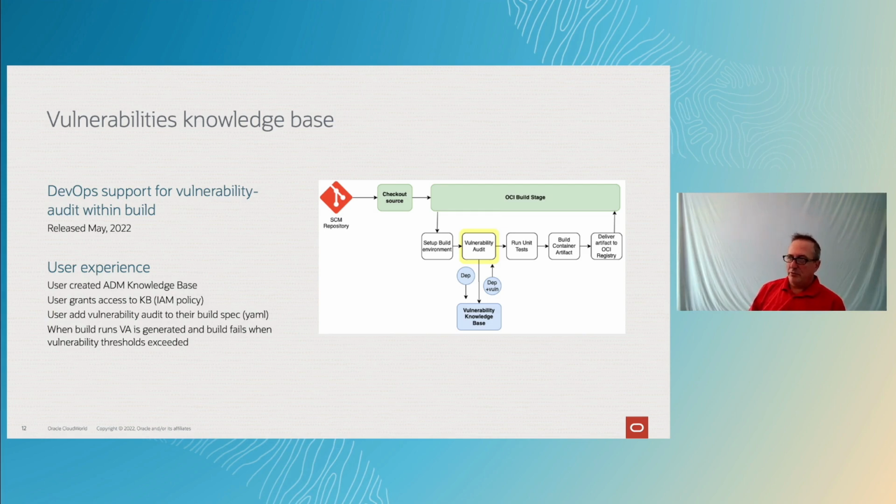From a user point of view, integrating this is pretty simple. You still have to go to the ADM service and create a knowledge base. Then we give you the policies, so you have to grant your DevOps project access to talk to that KB. And once that's done, you just need to configure these vulnerability audit steps in your build pipeline.